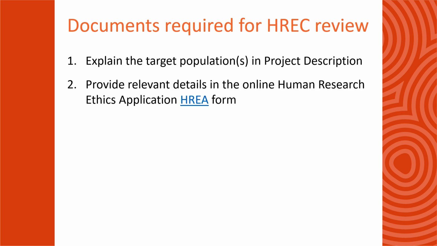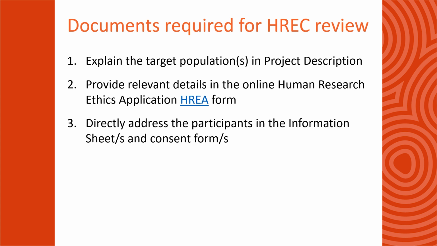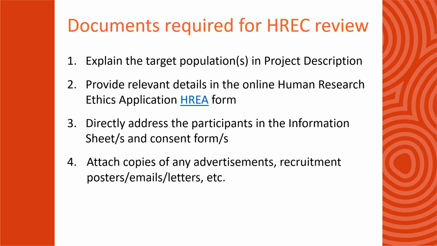Then you have to provide relevant details also in the human research ethics application. There's a 5-page project description first where you explain, and then you summarize that explanation in the human research ethics application form, the HREA form. So you need to provide relevant information over there. You need to provide us the information statements and consent form that you're going to give to the participants. Clearly address the participants: I am looking for people in this area, that's why I'm approaching you. I need you to do this, and this is what I want you to do during that research. All of that needs to be clearly explained.